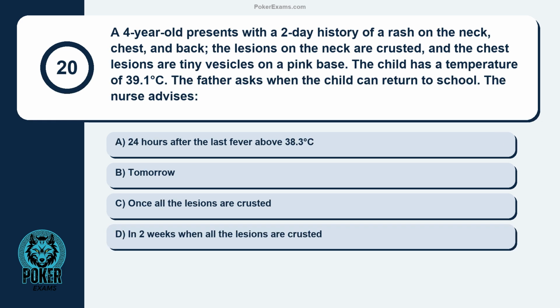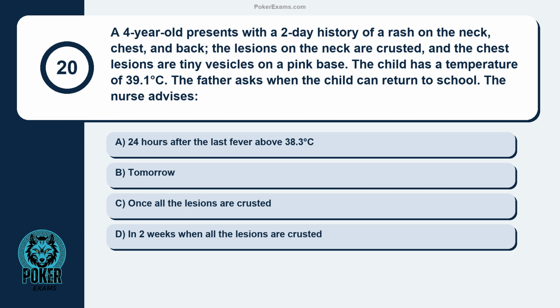Question 20. A 4-year-old presents with a 2-day history of a rash on the neck, chest, and back. The lesions on the neck are crusted, and the chest lesions are tiny vesicles on a pink base. The child has a temperature of 39.1 degrees Celsius. The father asks when the child can return to school. The nurse advises 24 hours after the last fever above 38.3 degrees Celsius.